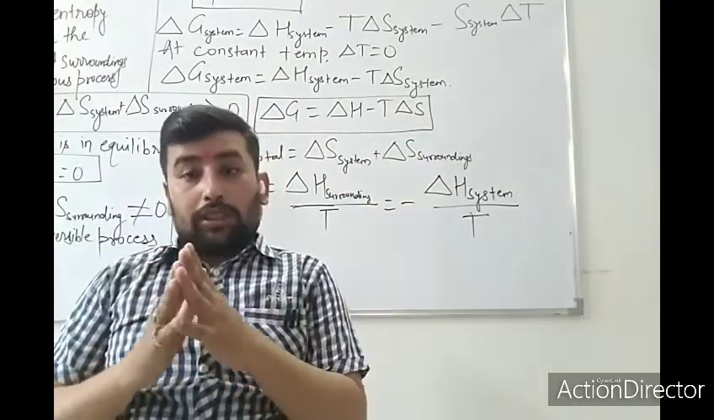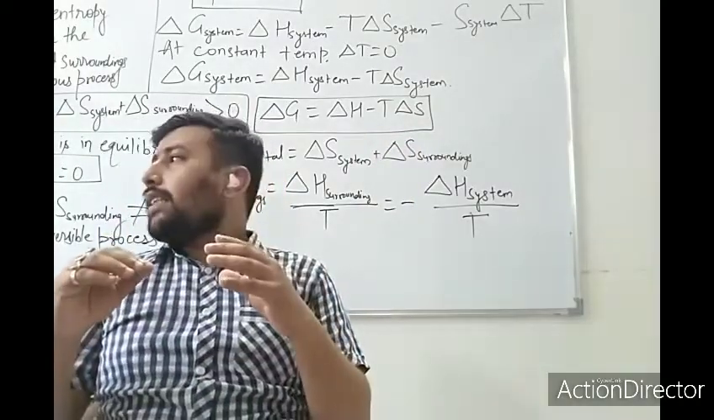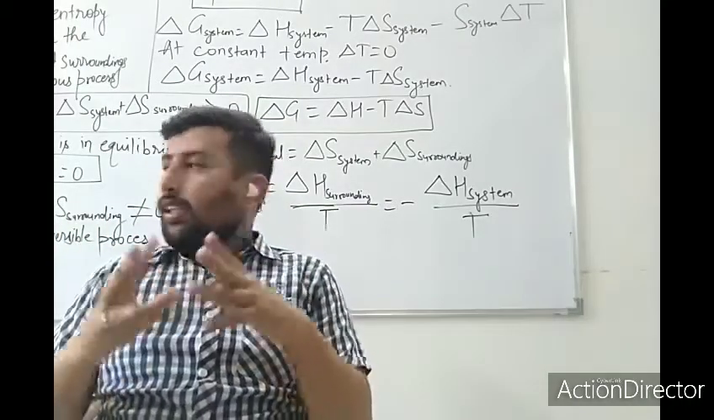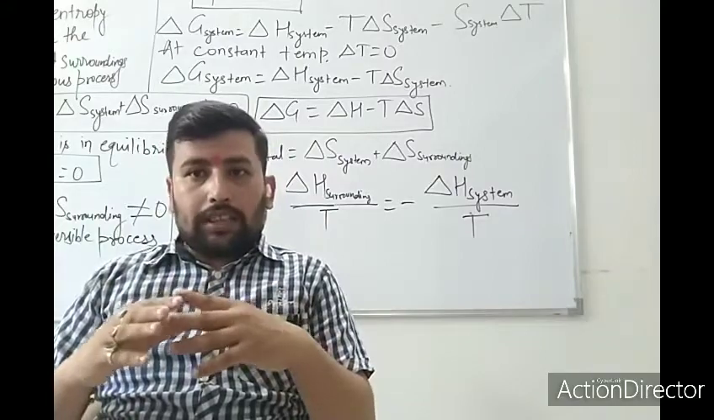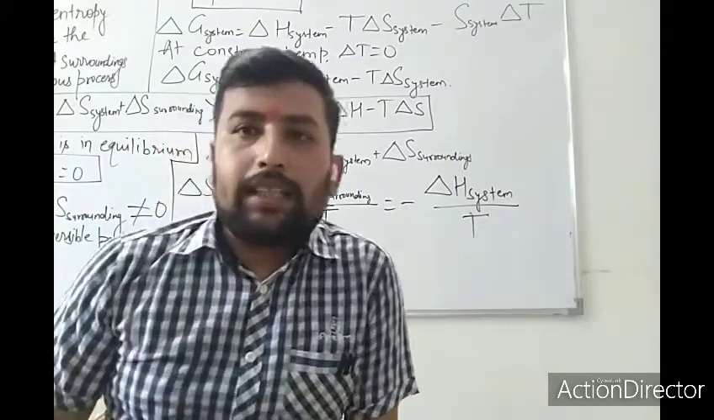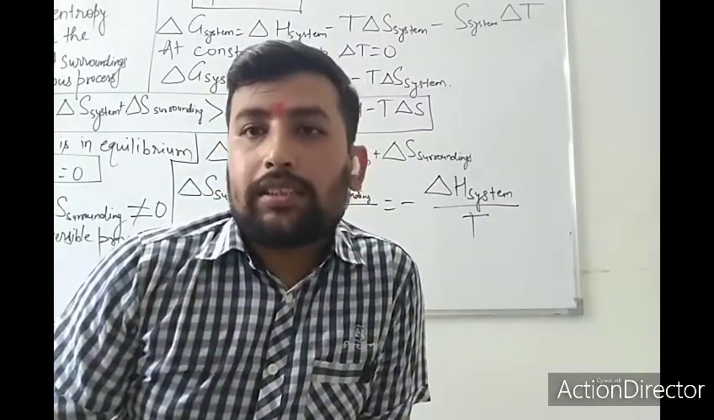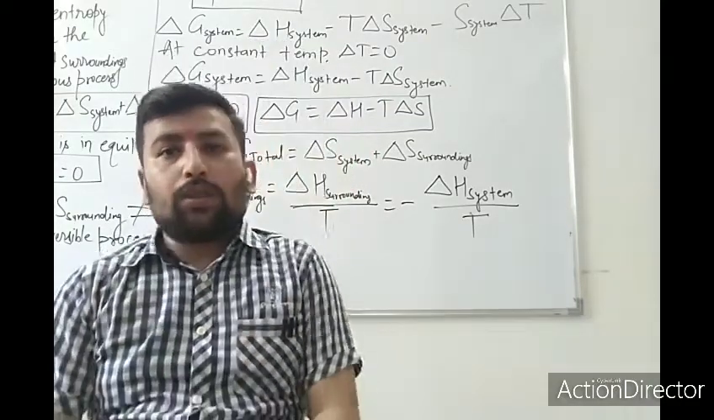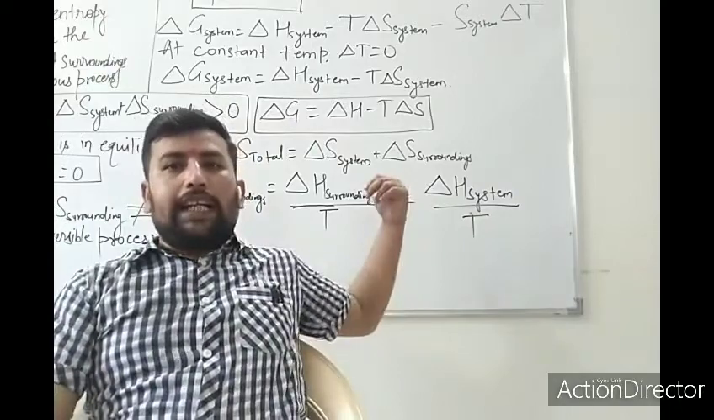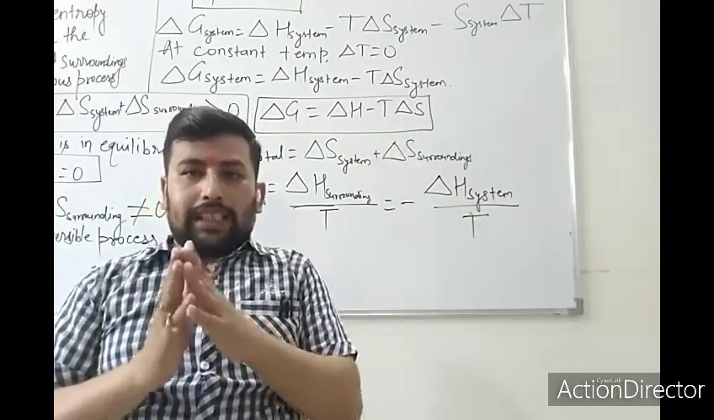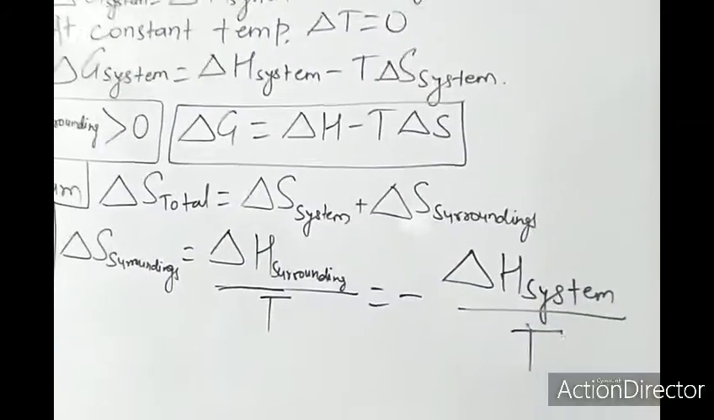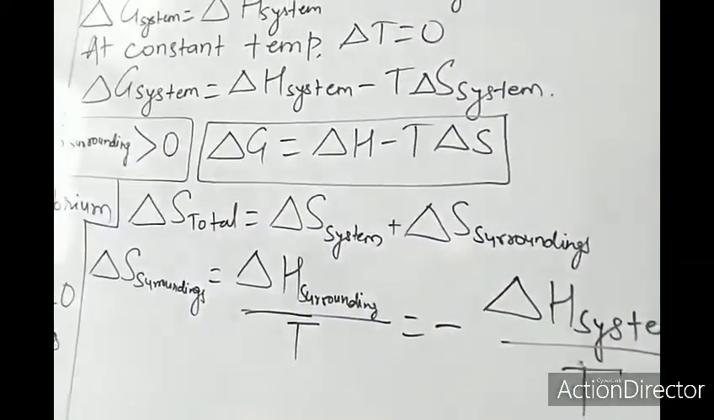When we talk about this equation, we should remember what Gibbs free energy is. It is an extensive property. As we have already discussed, what are extensive properties and intensive properties. I hope all of you remember these things, so you need not worry. Delta G is equal to delta H minus T delta S. This is the main formula of Gibbs free energy.